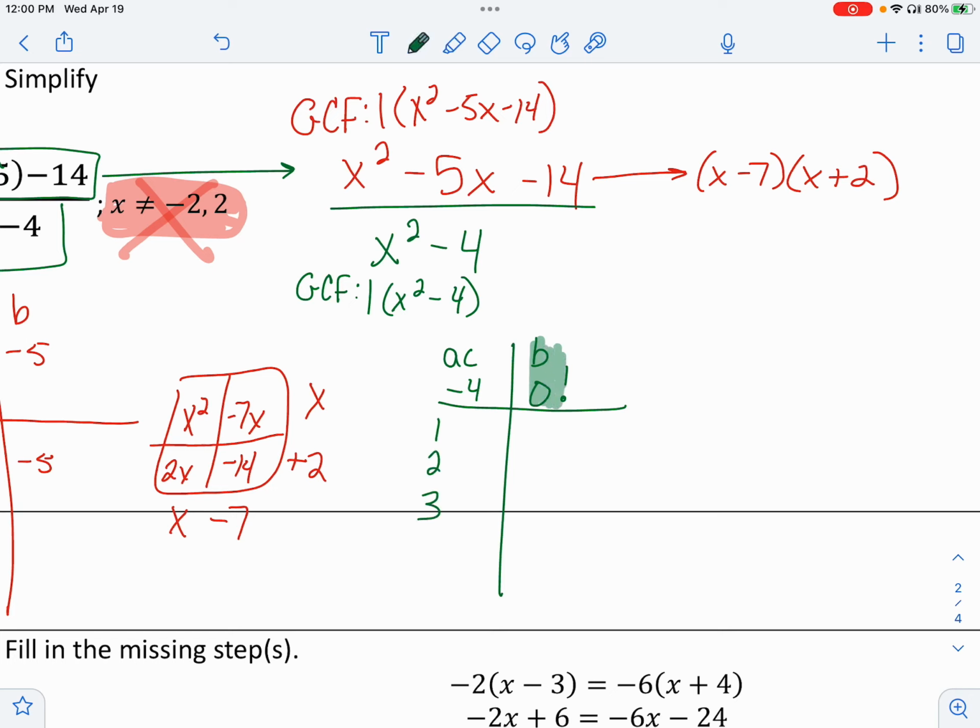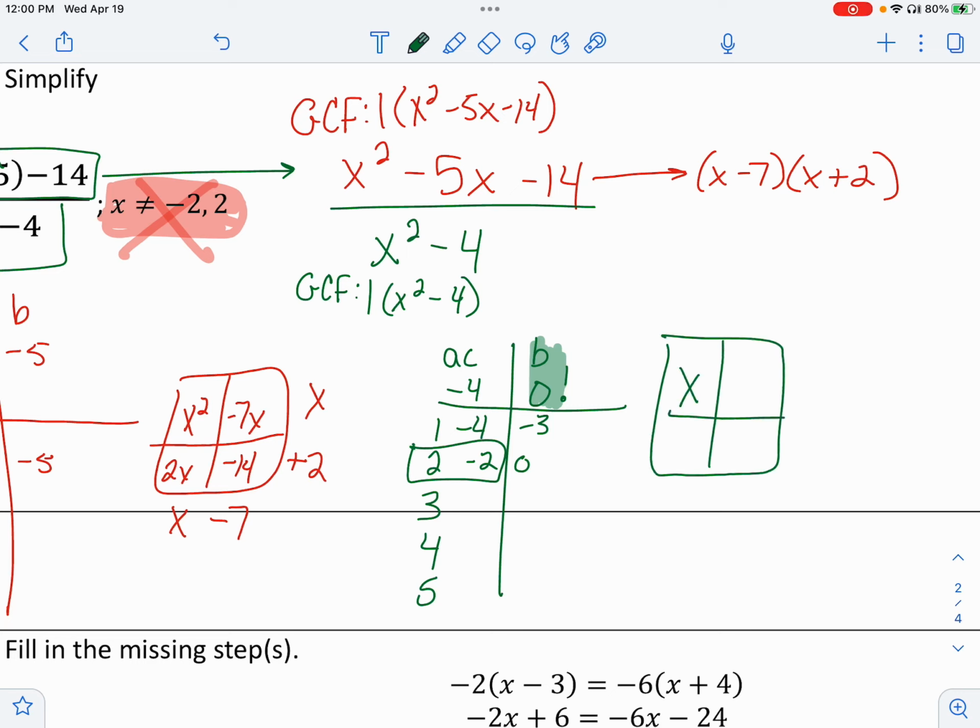1, 2, 3, and 4, and 5. Divide by 1, not what we need. Whoopsie, I got too excited there. Divide by 1, not what we need. Divide by 2, exactly what we need. Go to your box, x squared, negative 4, 2x, negative 2x, x plus 2, x minus 2. I flew through that. I would highly suggest you either A, on YouTube, put me on slow down speed, or B, try it on your own and come back and watch again.